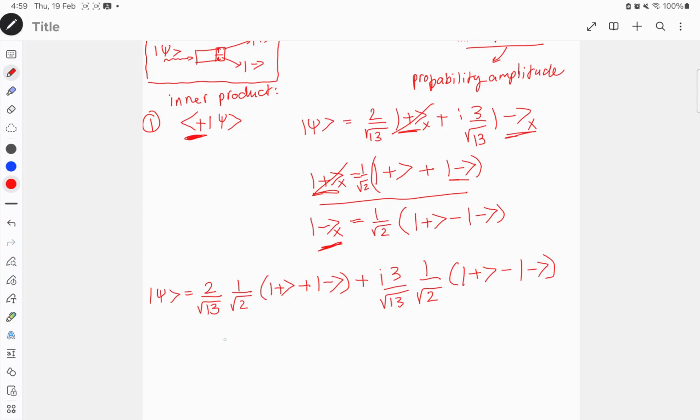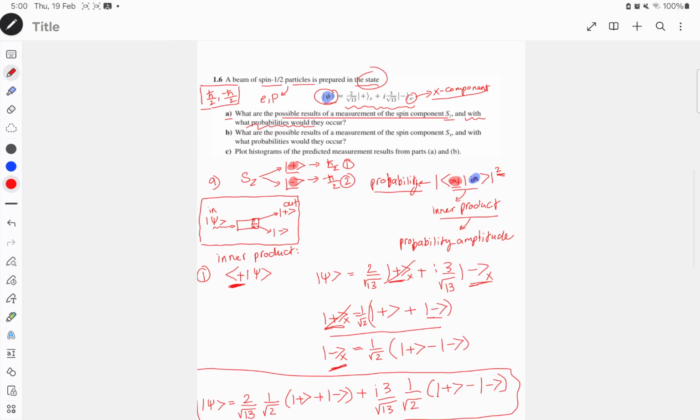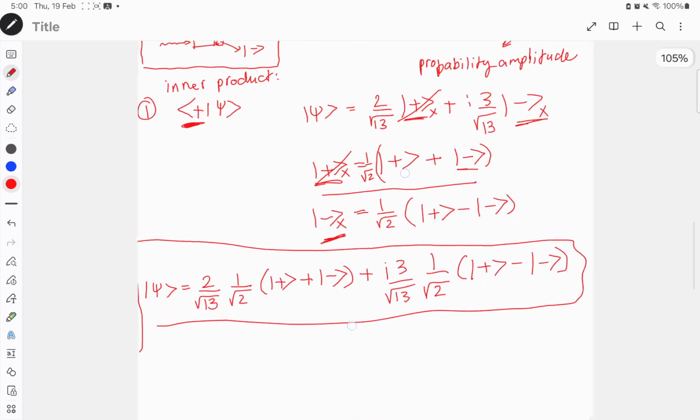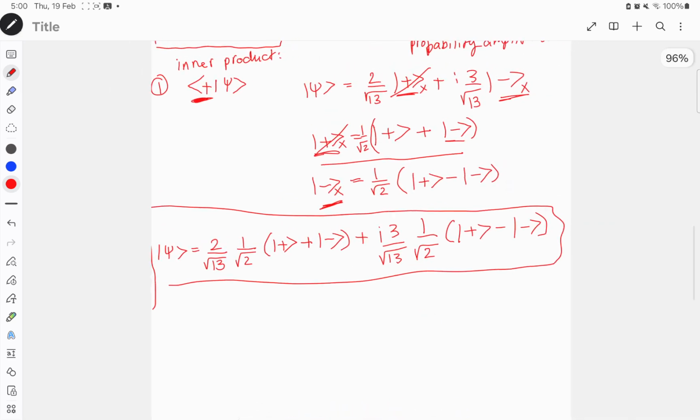So now we have this equation. This, yeah, we can say equation, or what is it? State. So we have the state in this shape. Okay, so now we can multiply this state by it. We can get the inner product easily because all the states are in Z. So Z, Z, Z. When nothing is written here, it is Z component. Okay?